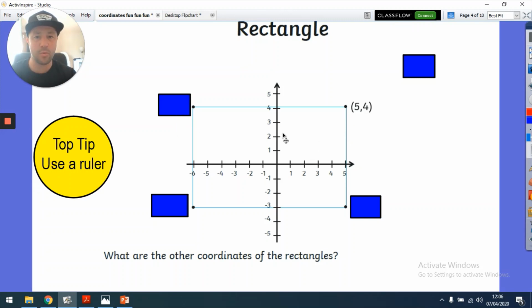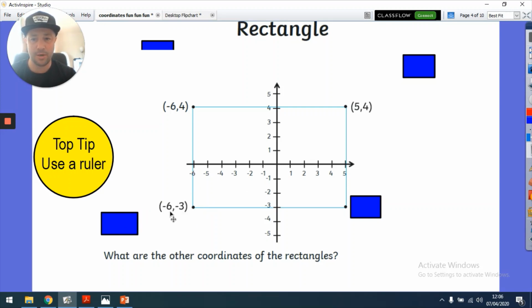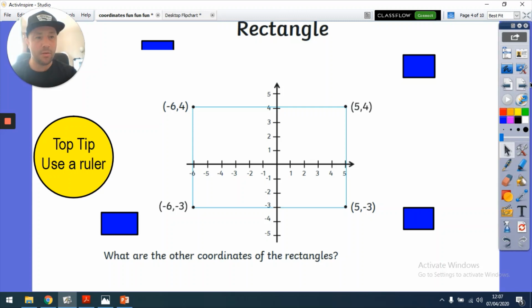Let's go over to this one here. So we're going to go quadrant 1, then quadrant 2. So this should be -6 and then 4. So (-6, 4). We'll go to quadrant 3. It should be -6 and then -3. Let's have a look. (-6, -3), always in the brackets so we don't get confused. And then my last one here should be 5 and -3. Let's have a look. (5, -3).